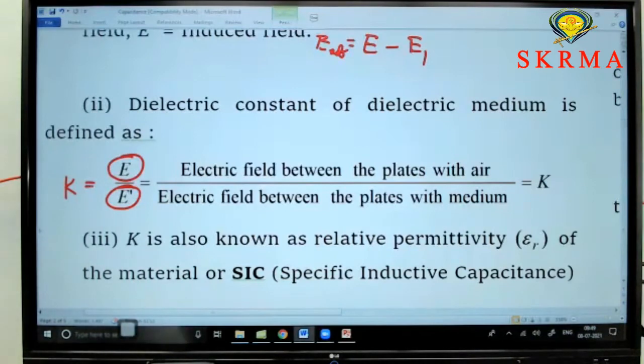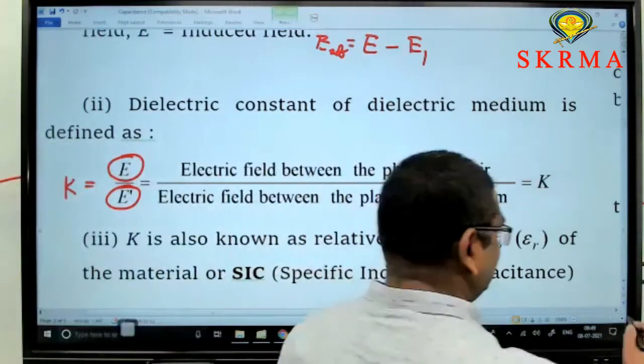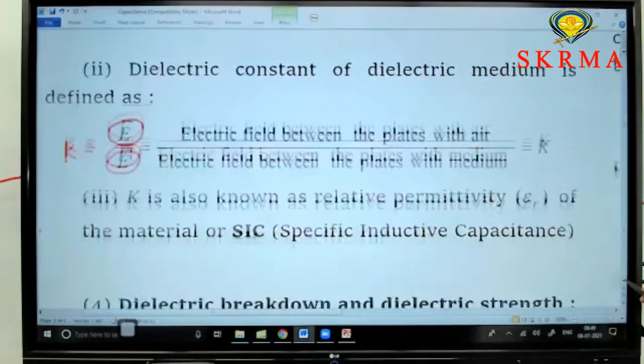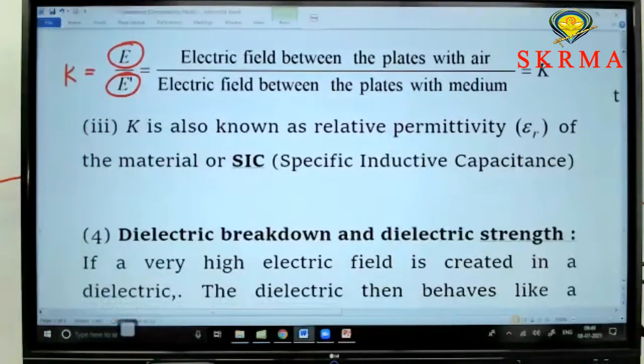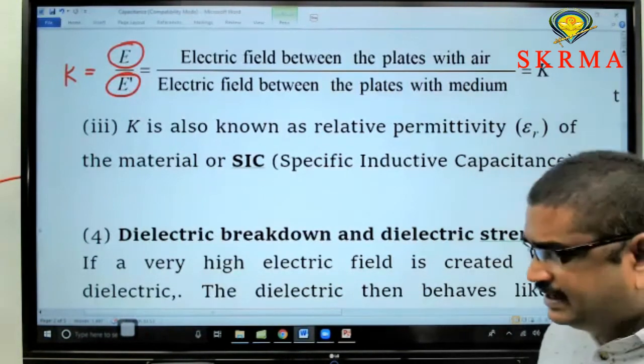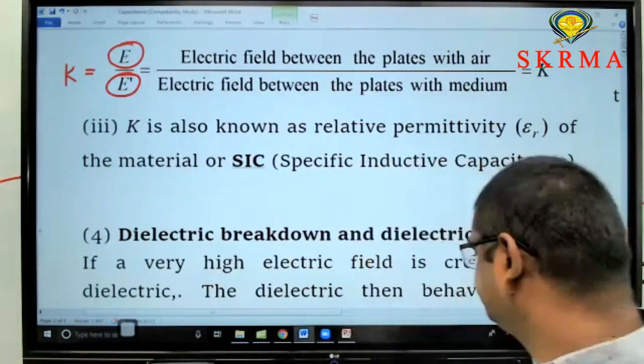E by E dash is nothing but the dielectric constant. The dielectric constant is also known as permittivity or relative permittivity of the material or medium. So what is the formula for K? E by E dash. What is E? The electric field between the capacitor plates. What is E dash? That is the electric field within the dielectric.